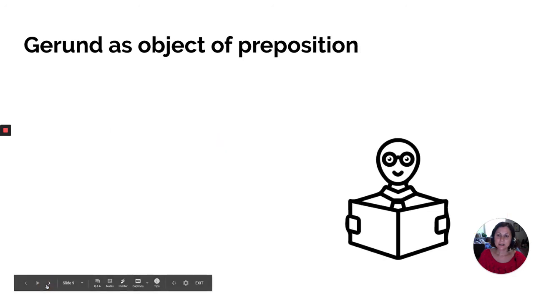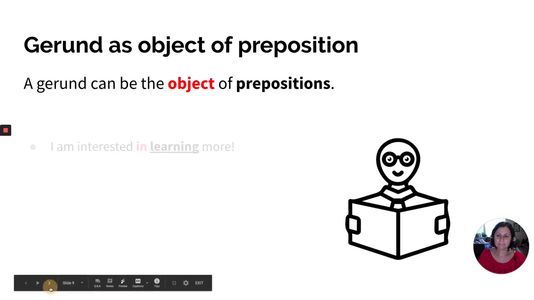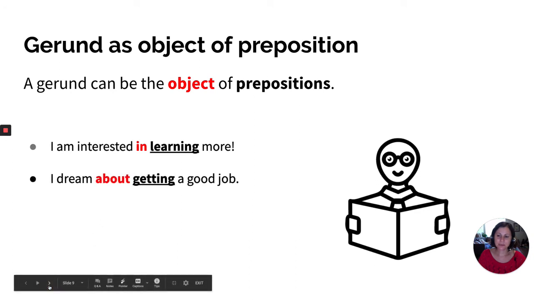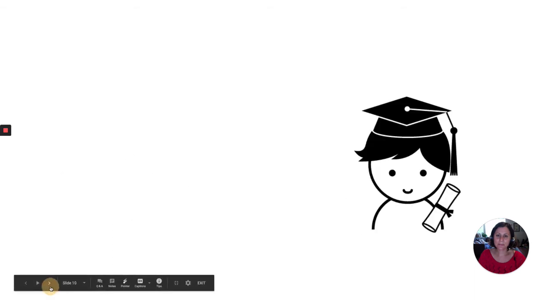The gerund can also be an object of a preposition. I am interested in learning more. So my preposition is in, and then I have a gerund as my object. I dream about getting a good job. I'm afraid of losing my job.